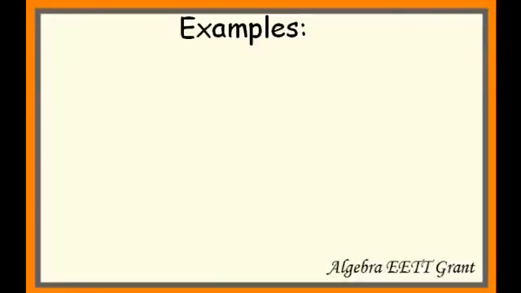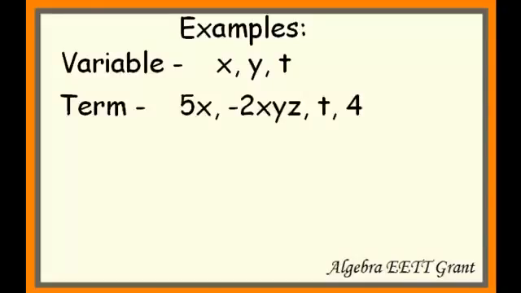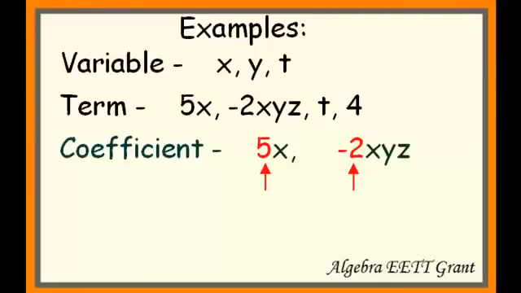Now here's some examples of each one of those things. A variable, an example would be like x, y, or t. It's just a letter we put in place of an unknown. A term would be a collection of variables and coefficients. So like 5x, negative 2xyz, t, or 4. Now a coefficient, that is the number that's placed in front of either one variable or a set of variables, that monomial term. So the coefficients in these cases would be 5 and negative 2.